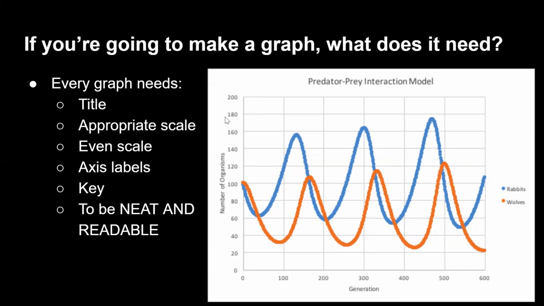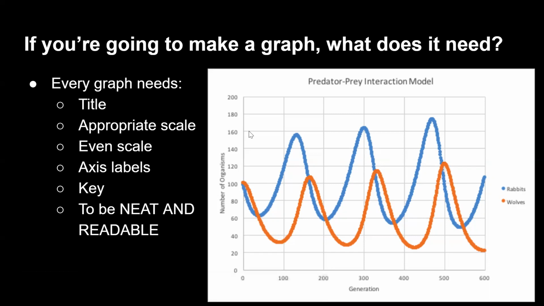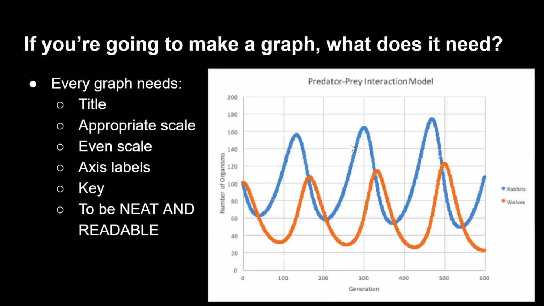The scale needs to be even, and what I mean by that is it doesn't jump from 40 to 45 to 70 to 120 to 121 to whatever. So your scale should be even as this one's is. The axes, and that is X and Y, this one's Y, down here we have X, they need to be labeled. Because if they are not labeled, I don't know what your graph is about. I don't know which data is where, and I can't read it effectively. So make sure that you have those labels.